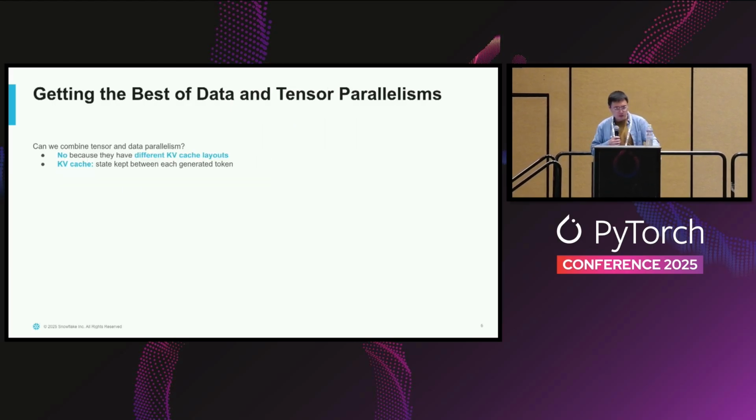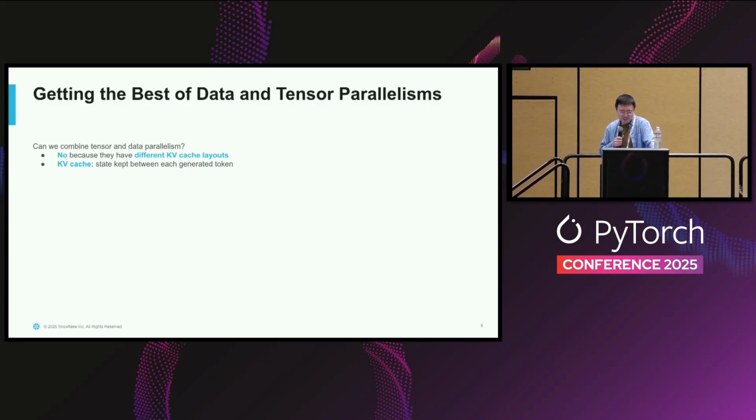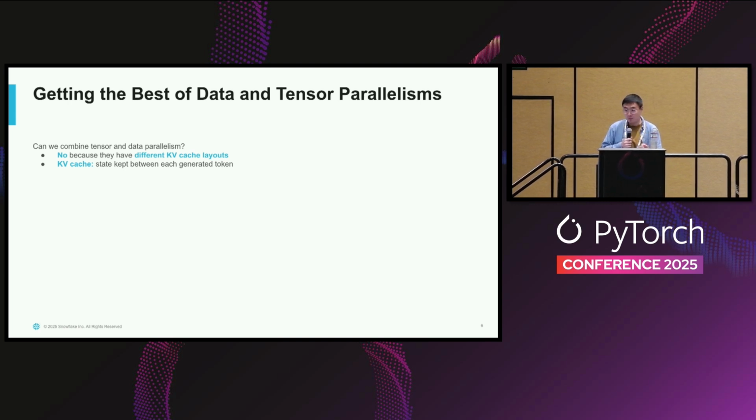So can we simply combine the benefits of tensor parallelism and data parallelism? Unfortunately, the answer here is no. And the fundamental reason is that they have different KV cache layouts. The KV cache is the state that we have to keep in GPU memory in between generating each successive token.